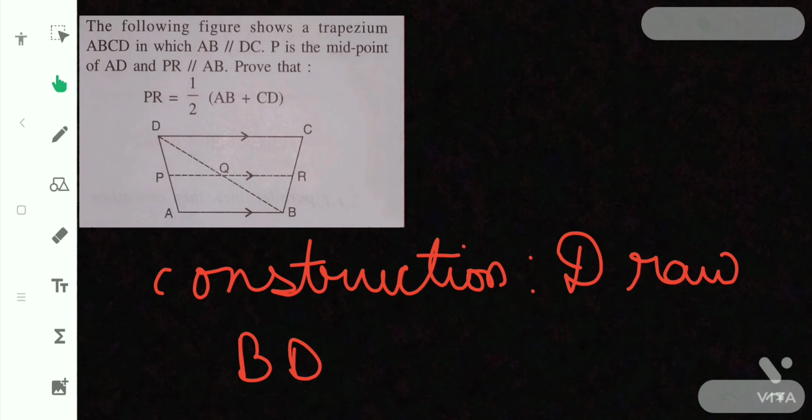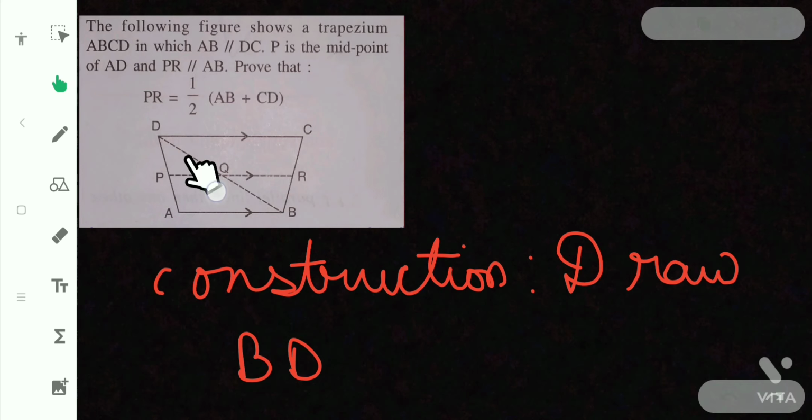Now ABCD is a trapezium in which AB is parallel to CD. So PR is parallel to CD, so these three lines are parallel to each other. In this, we can take QR is parallel to CD because these are also points lying on PR, and PR is parallel to CD, so QR is also parallel to CD. And Q is midpoint of BD.